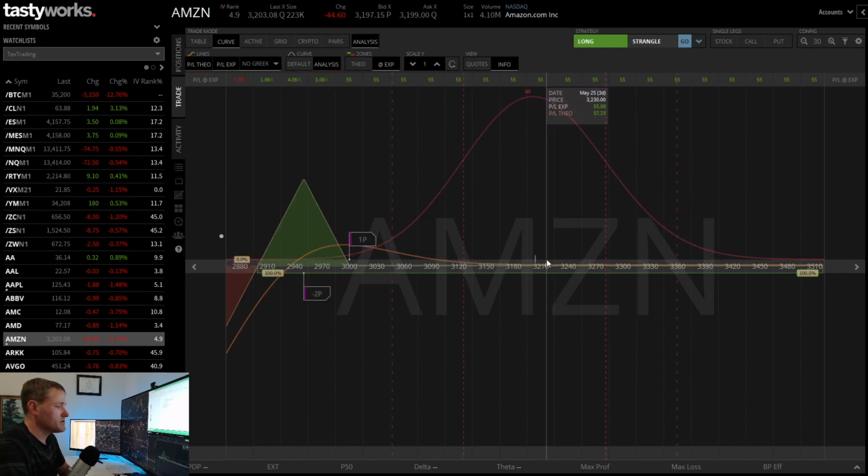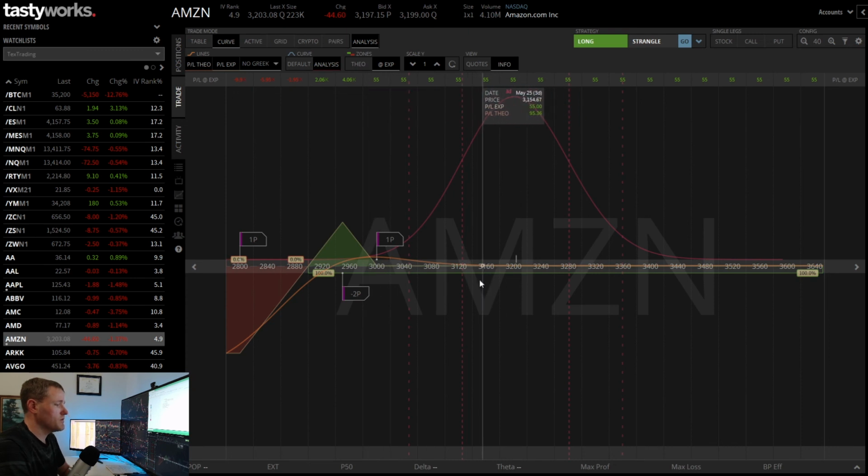So a really great trade. This is a classic broken wing butterfly, and Amazon is probably one of my favorite vehicles to use for this trade, because you can generally collect a pretty decent credit, and it gives you some directional exposure, but also it gives you the safety of, if you're wrong, at least you're still making money here.